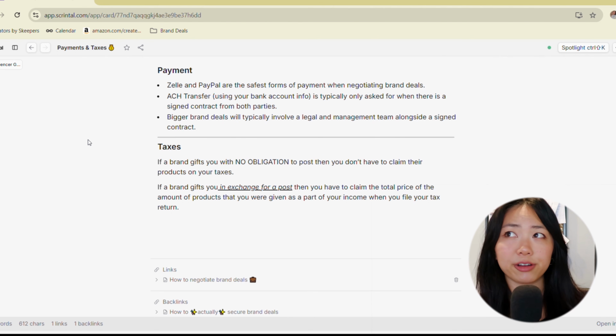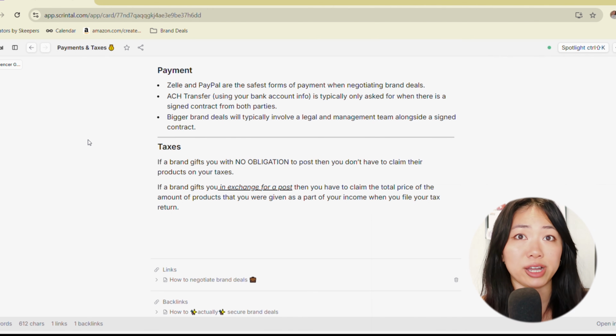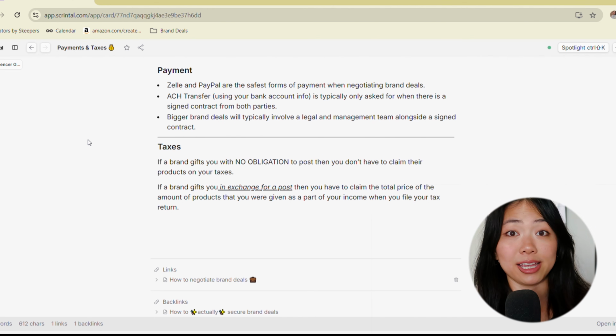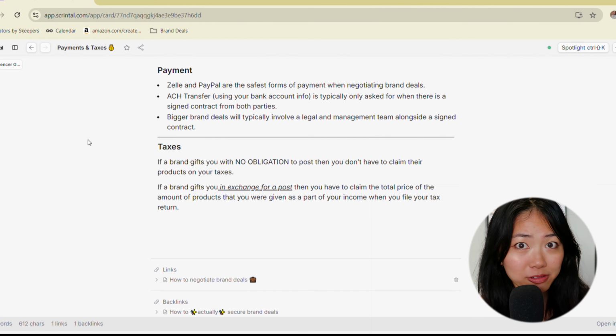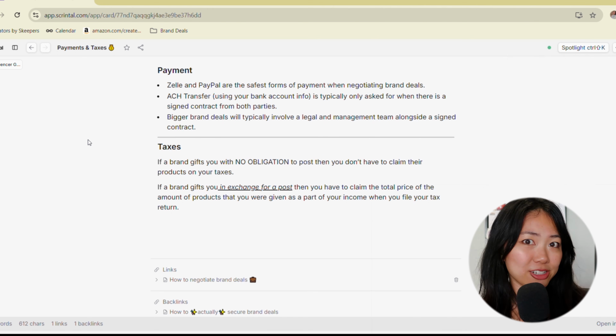It is very rare for a nano or micro influencer to operate on an ACH transfer basis because that involves actually providing your bank account information. And when ACH transfer is involved, 9 out of 10 times a legally binding contract, a legal team, and a management team are also involved in that transaction.